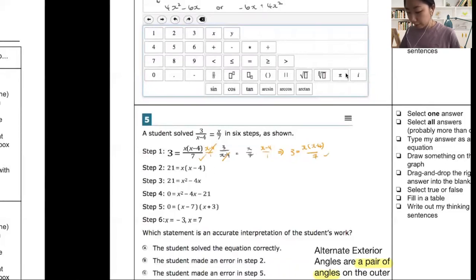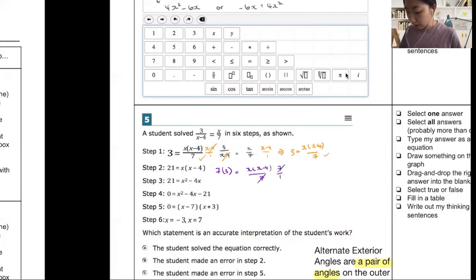Okay, next step. So we see that it multiplies 7 on both ends, right? So we arrive at 7 times 3 equals x times x minus 4 over 7 times 7.